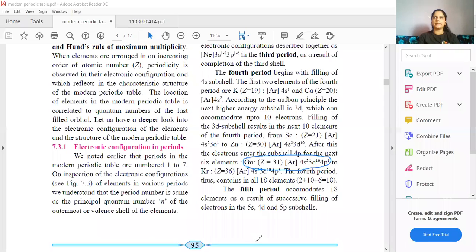Okay, so what I was telling, students, 3d will be under the third shell only, and 4s will be inside the fourth shell only, but the filling is different when the electrons are filling. So rather than going to 3d first, electrons will fill up 4s and then come back to 3d. That is what happens. Okay, fine.